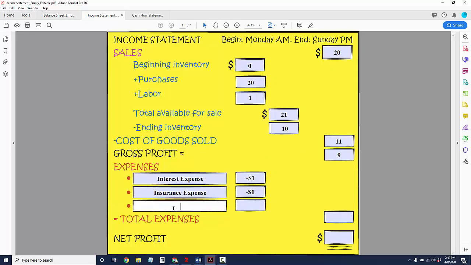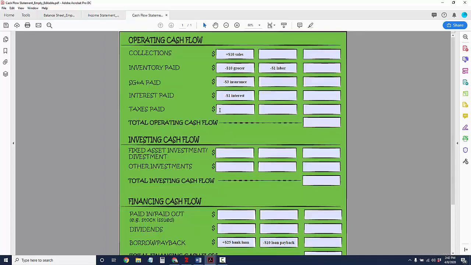So we're going to add a depreciation expense here of $1. And that brings our total expenses to $3. And it gives us a net profit of, or gross profit of $9 minus $3 in expenses, which adds up to $6.